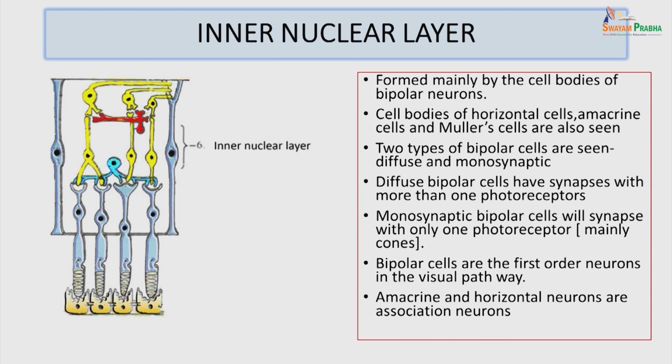The monosynaptic bipolar cells will synapse with only one photoreceptor, mainly cones. The bipolar cells are the first order neurons in the visual pathway. Amacrine and horizontal neurons are association neurons. In this diagrammatic representation, you are seeing the sixth layer, that is the inner nuclear layer, where you can see the bipolar neurons, Muller cells, horizontal cells and amacrine cells.